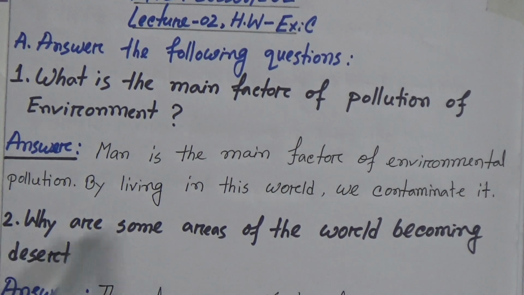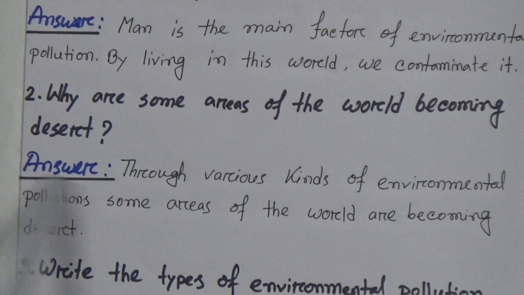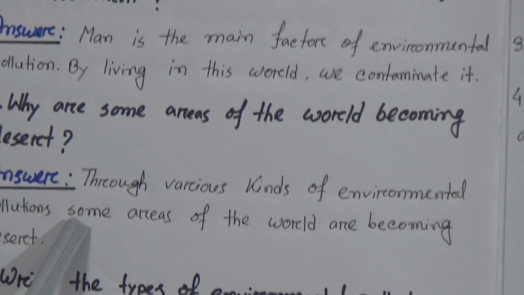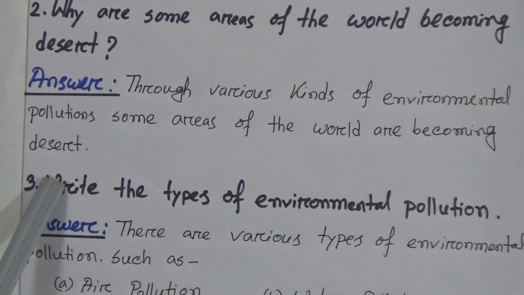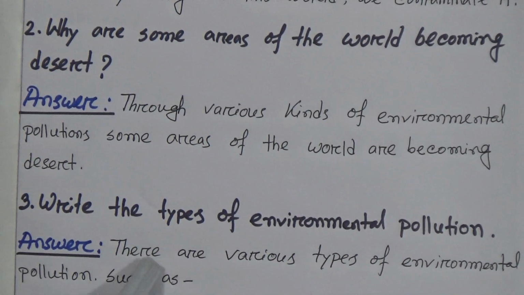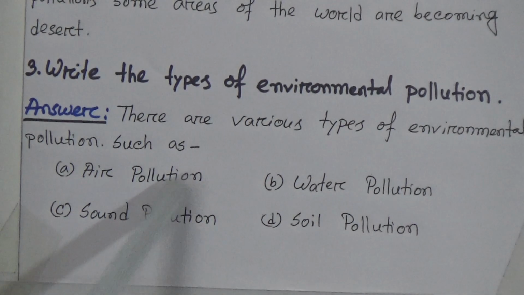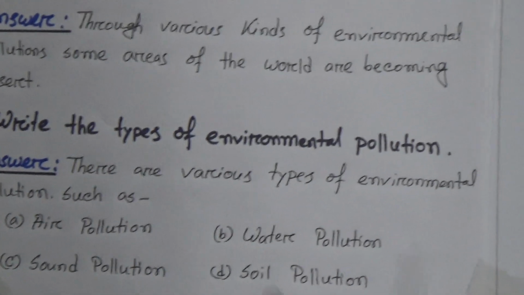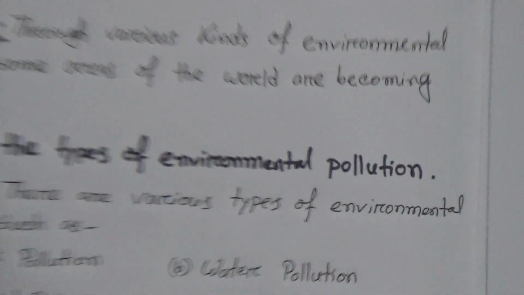Question number 2, why are some areas of the world becoming desert? The answer is through various kinds of environmental pollution, some areas of the world are becoming desert. Question number 3, write the types of environmental pollution. Answer: there are various types of environmental pollution such as A. Air pollution, B. Water pollution, C. Sound pollution, and D. Soil pollution. So dear students, these are the 3 questions. I hope that you will practice this at your home.